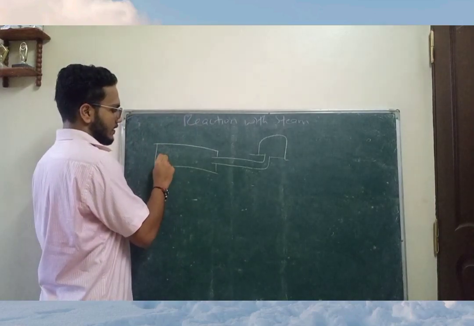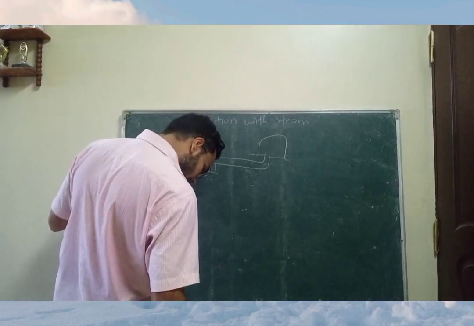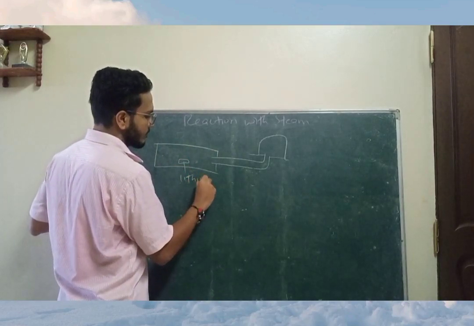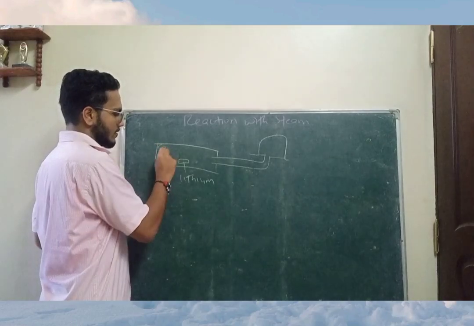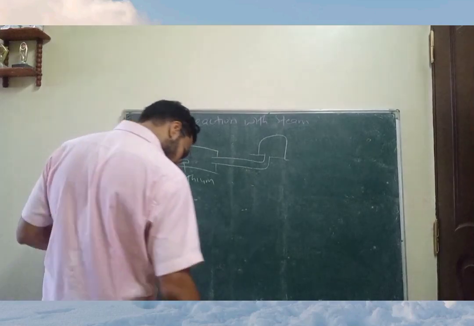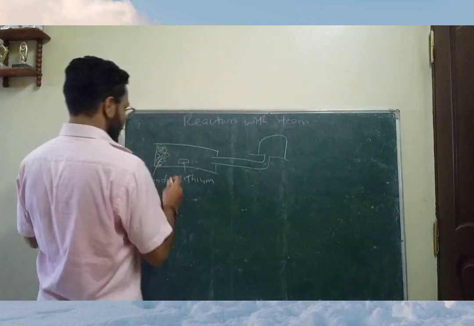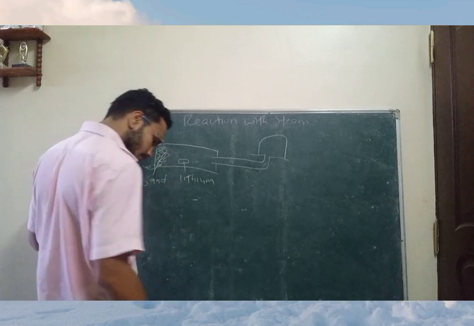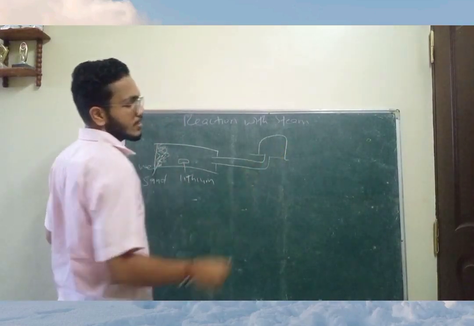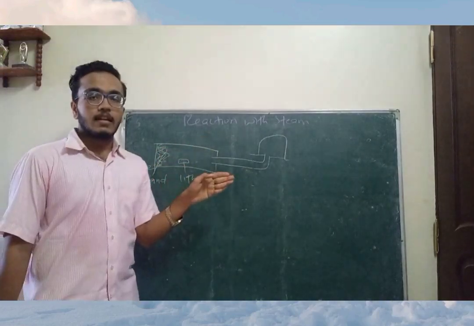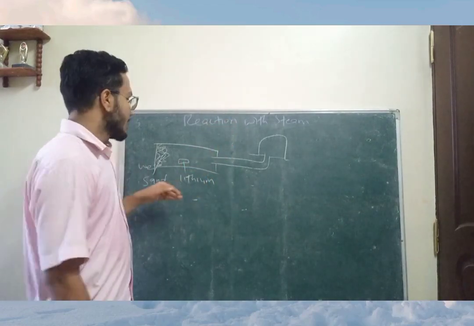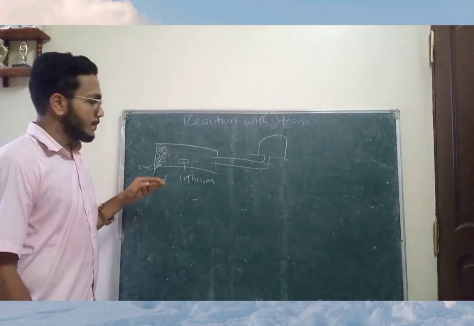So this is the steam over here. We can have lithium metal over here, and this is sand, or wet sand. And this is the method of gas collection. What are we collecting? Hydrogen gas. And hydrogen is less dense than air, hence it is collected by upward delivery or downward displacement of air.